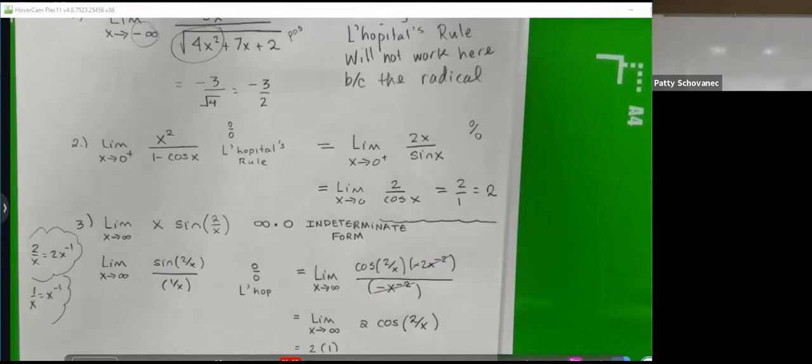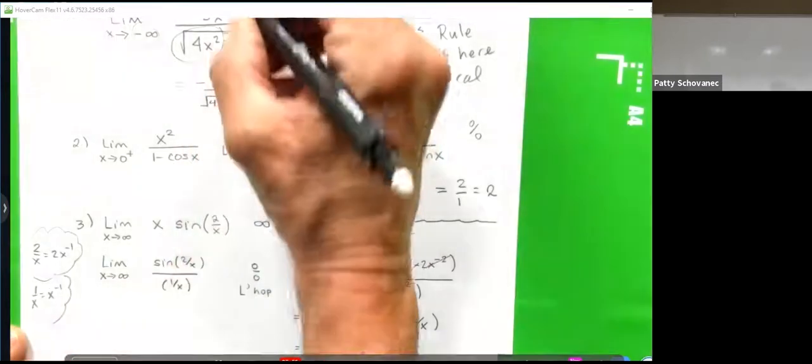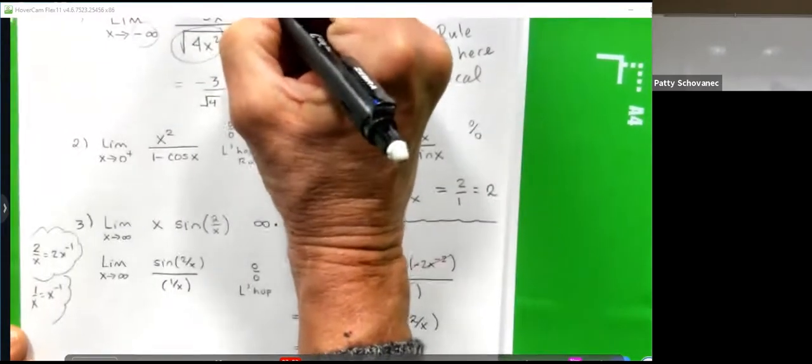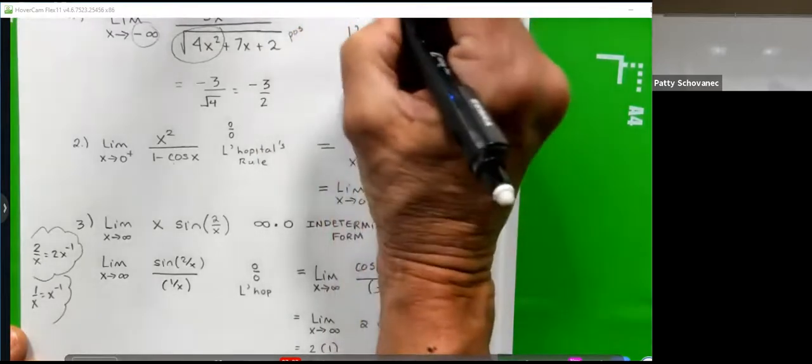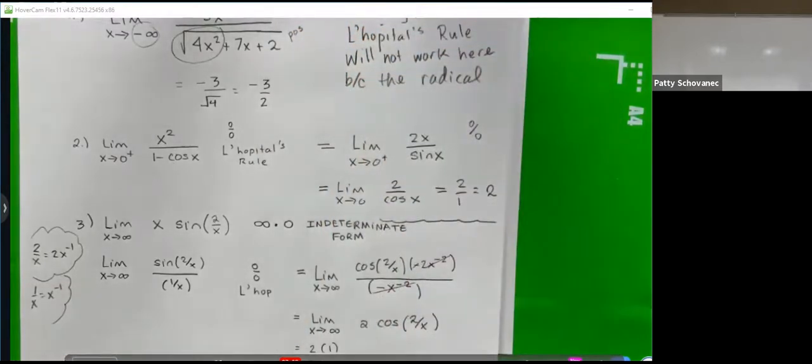So L'Hopital's rule didn't really come around until section 4.5. Section 4.4, we were mostly using the ratio of powers.